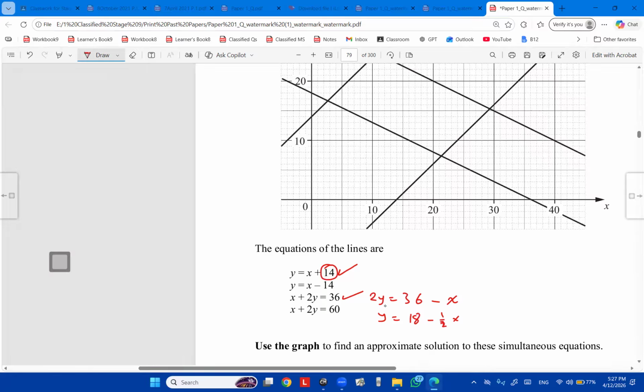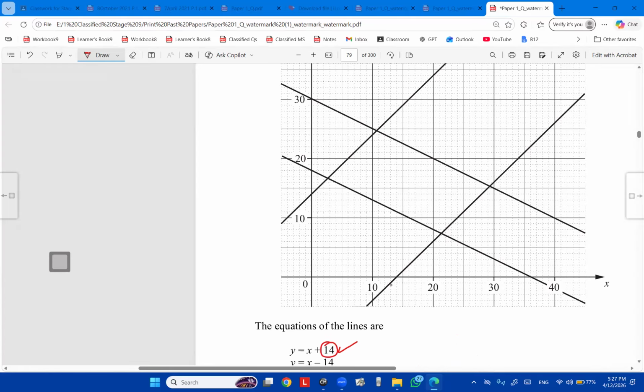This is how I sent the multiply to the other side, divide by 2. Instead of multiply 2, I sent it over there, divide by 2. So 18 minus 1 over 2, which is a half. So the y-intercept here is 18. The y-intercept here is 14.